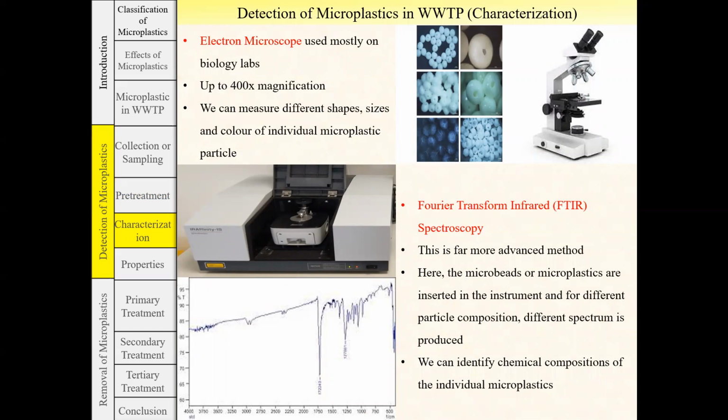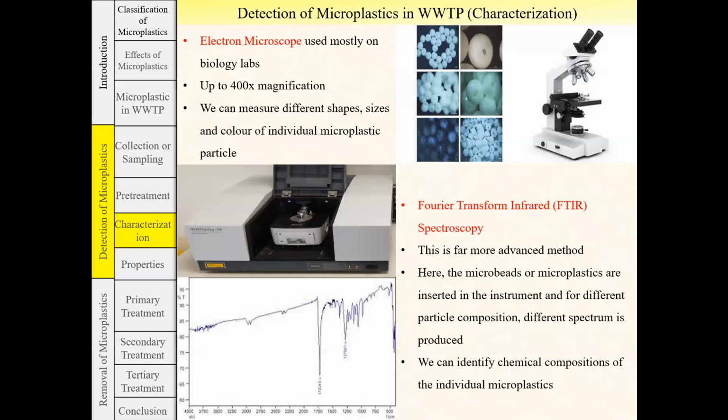In characterization of microplastic, there are four types of methods we generally use. The first one is light microscopy. This is simply a microscope, like we usually see in the biology lab. Here we magnify things up to 400x, so we can see the size, shape, and color of the microplastic. But one drawback is that we can't know the chemical composition of the microplastic by it. That can be done by the later methods.